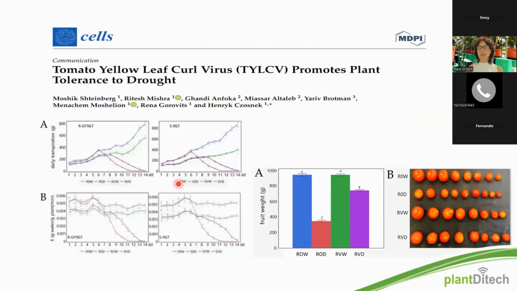In this experiment, it's actually drought with a virus. This yellow leaf curl virus helped to promote the plant tolerance to drought. So here, the virus had a positive role. And again, this is published on our website, but this analysis was done.